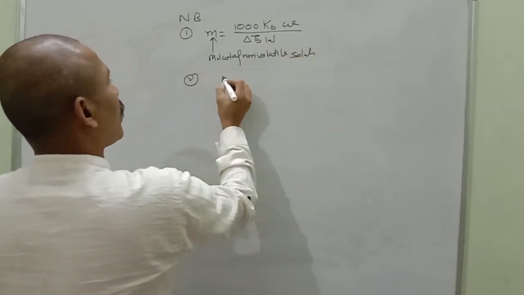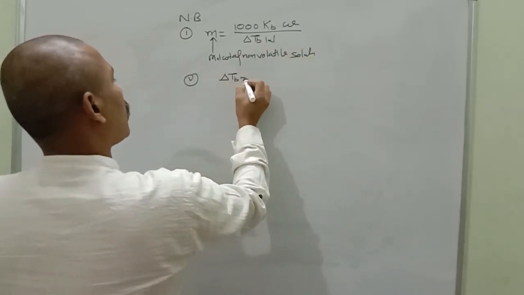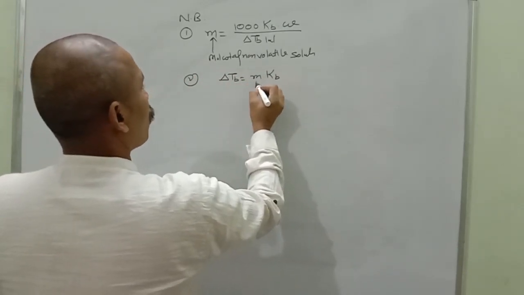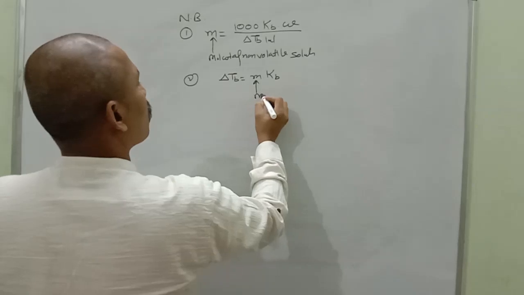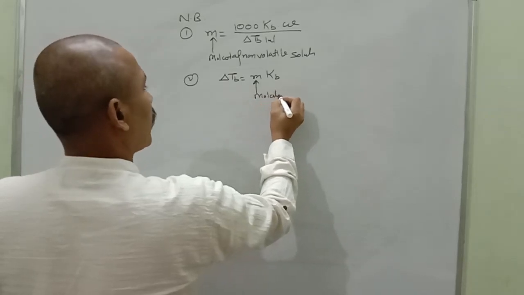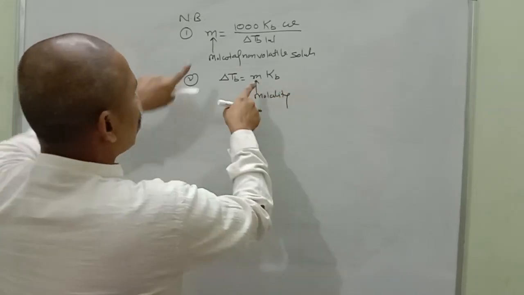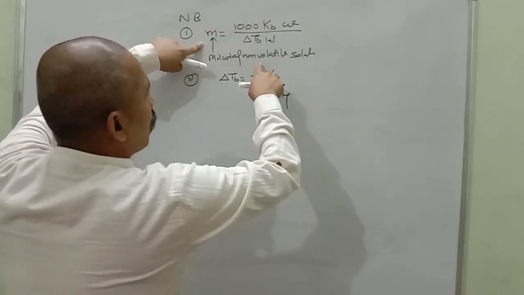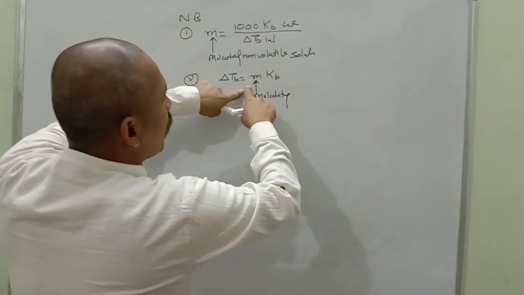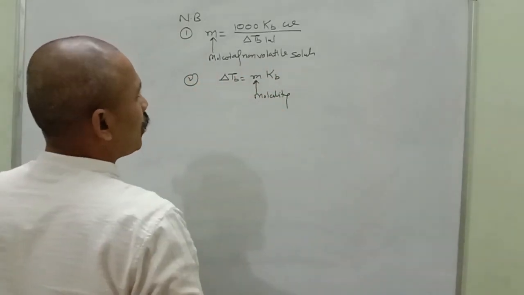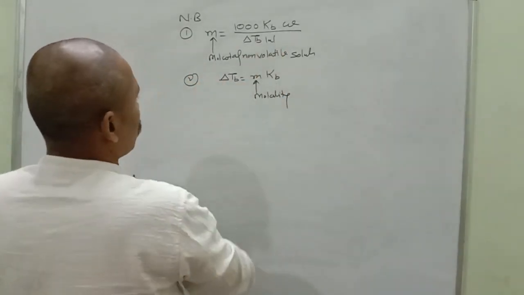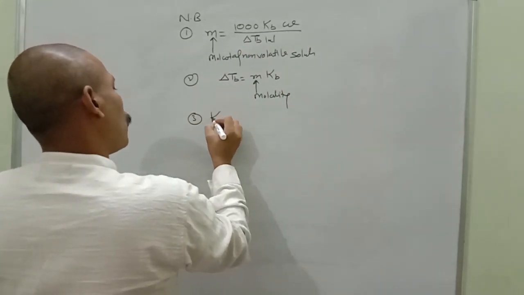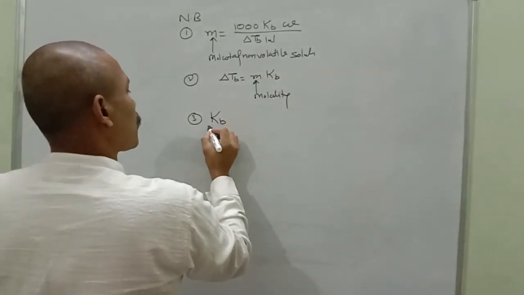The second formula is del Tb is equal to small m into Kb, where this small m means molality. So don't get confused, these are two different m's. In the first formula small m is molecular weight, and in this formula small m is molality. Don't get confused between these two small m. And number three, what is Kb?